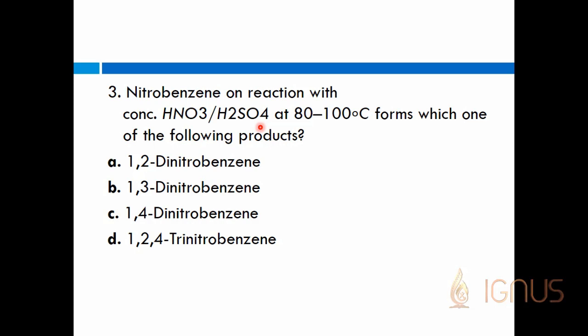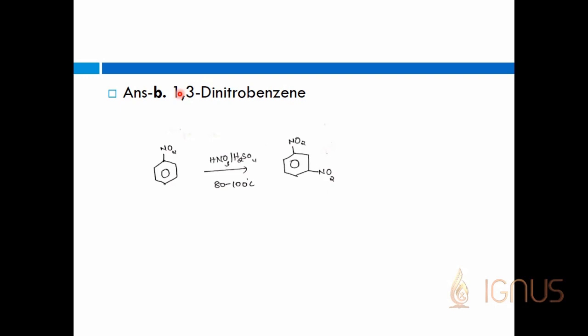Let us discuss the solution for this question. Answer is option B, 1,3 dinitrobenzene. You know that when we treat nitrobenzene with HNO3 and H2SO4, this is a nitrating mixture, a combination of HNO3 and H2SO4. Hence, when we treat nitrobenzene with the nitrating mixture at 80 to 100 degrees Celsius, you will be getting the meta nitro product. You will be getting the meta nitro product because the nitro group is a meta directing group, because it is an electron withdrawing group. Hence it is meta directing.